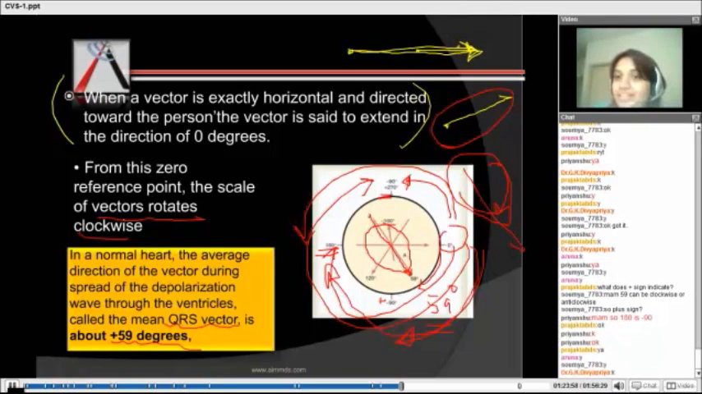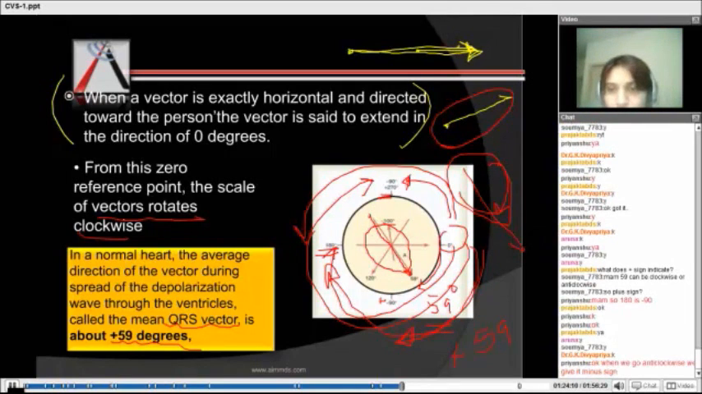Right? That is just in relation to your 0. When we move clockwise, it gives you a positive sign. When we go anti-clockwise, it is a negative sign. It's just a measure. So your plus 59 could be measured as, yeah, we give it a minus sign when we go anti-clockwise from the 0. Your 0 is directed towards the left of the patient, from the right to left, and that is the 0 degrees defined.